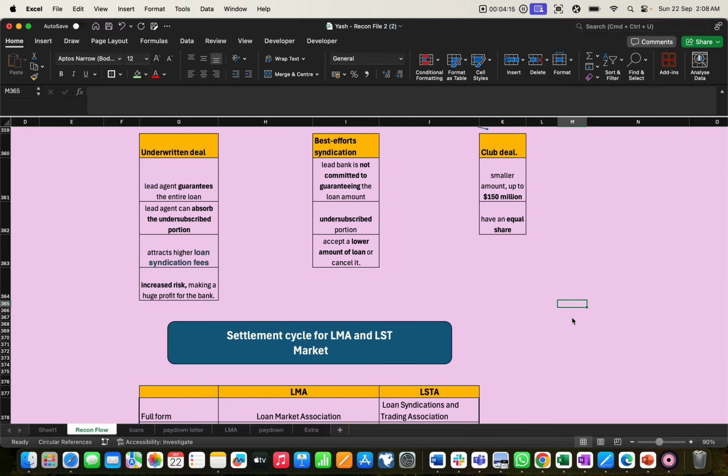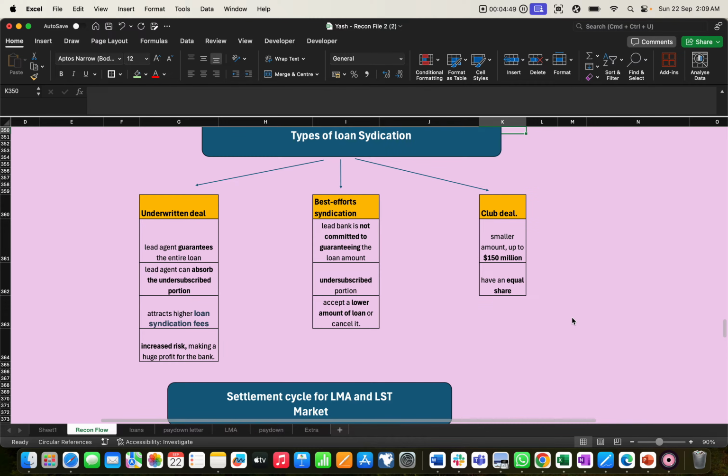The third one is the club deal, the most common and used by most small businesses, where a small amount is given, up to 150 million only. There is equal contribution from the lenders: if two partners are giving the loan, each will give 75 million. So the lenders should contribute in equal distribution, like 25, 25, 25, 25, in proportion. This is the types of loan syndication.